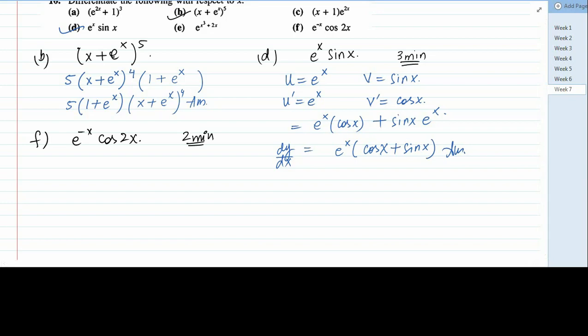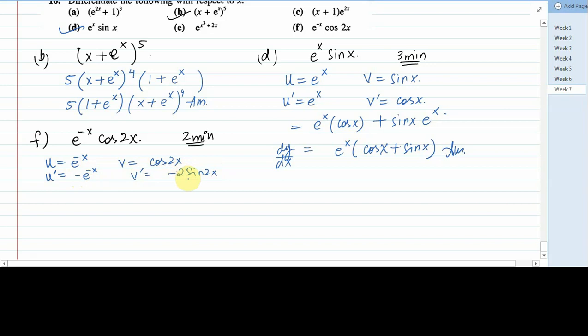Alright, so I will say that u is equal to e to the power minus x and v is equal to cos 2x. u dash is e to the power minus x, and the derivative of minus x is minus 1. And v dash is minus sine 2x. Now we need to differentiate the angle. The derivative of the angle 2x is equal to 2.